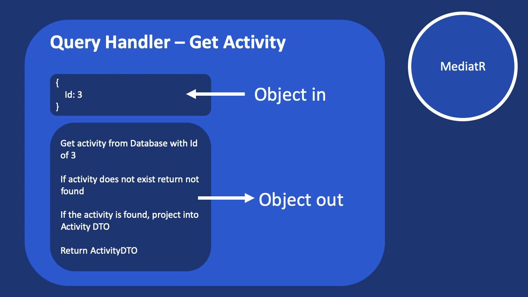If the activity is found, then we want to convert this from an entity into something that we can pass back to the client. And typically we'll use data transfer objects to do this. And then we'll return our activity DTO, and this will be the object out. So MediatR is going to give us a way to interact with our application project from our API project and allow our application project to return an object to our API, which it can then use to send to the client. And that's how the system is going to work.